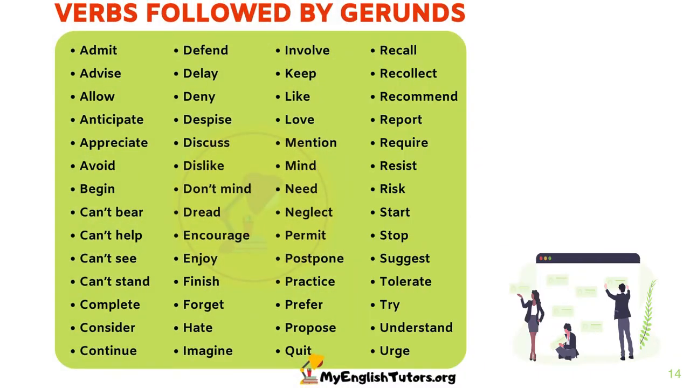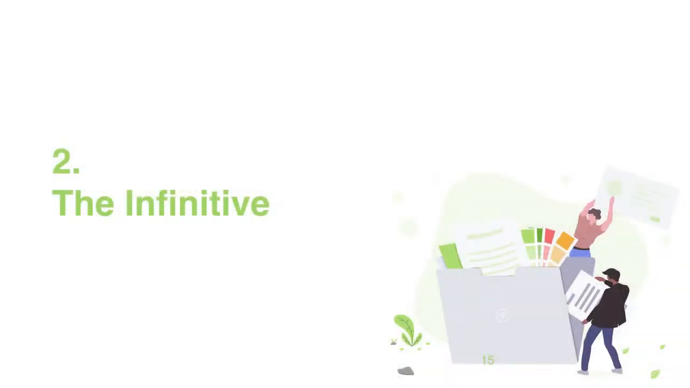Look at the following table. These are verbs followed by gerunds. Try to memorize them all. Now let's move to the next part, which is about the infinitive.